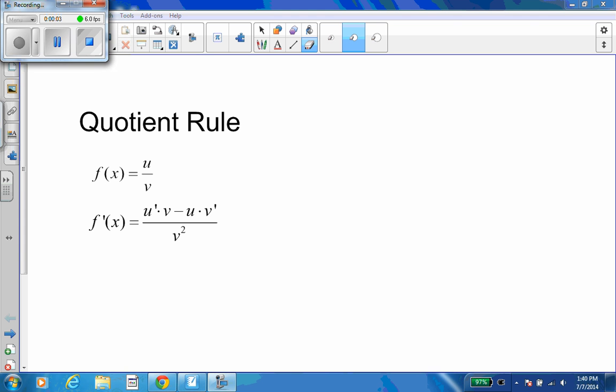All right, hello, welcome back. I want to talk about the quotient rule. Again, it is on the first test. It's one of our rules for doing derivatives. You can look in the book to see a proof.